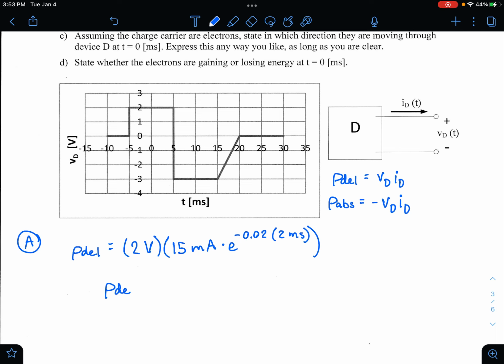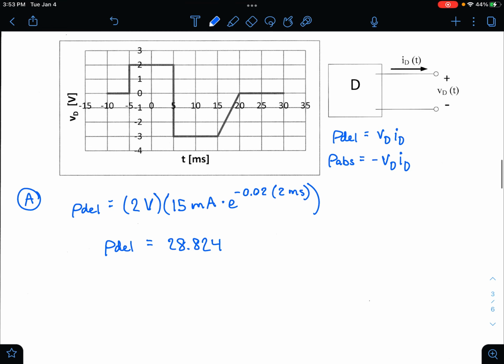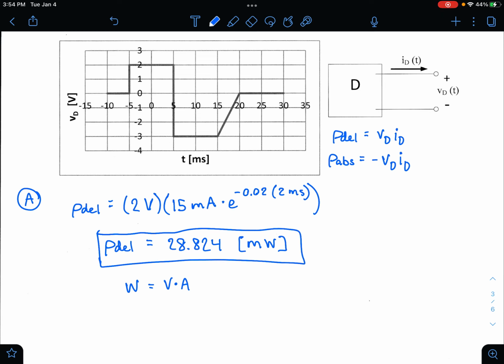So we get power delivered to be 28.824 something, right? We have to put the units. And for the units, standard units for power are watts, right? And that equals volts times amps. But in this case, we're multiplying volts times milliamps. So our units are going to be milliwatts. And there you go. That's how you get power delivered or absorbed.